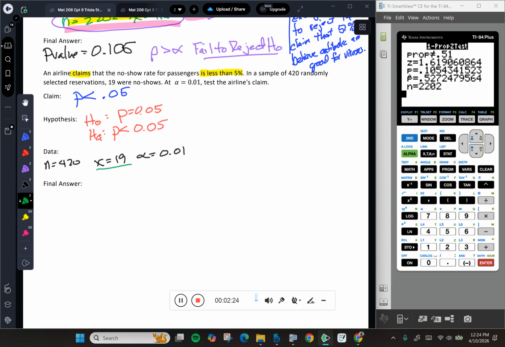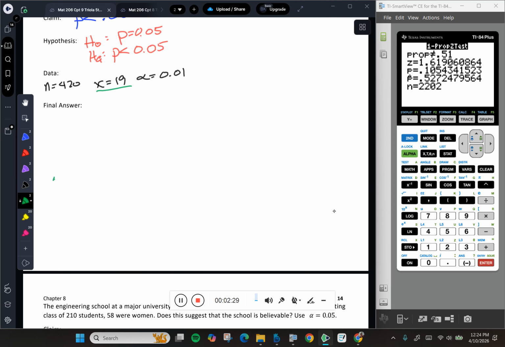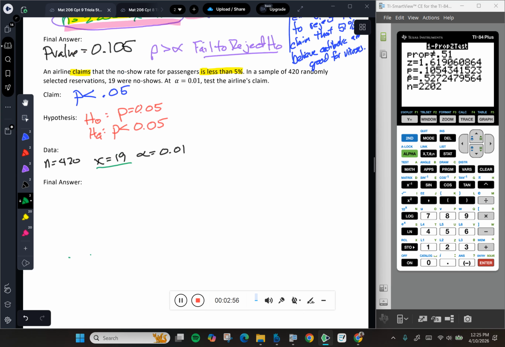This is our number of successes, and by definition, X is equal to P hat times N. So if our number of successes is 19, it's way bigger than 5. If there are 420 people and 19 of them are successes, 401 are failures, which is the other thing we're supposed to test, and definitely way bigger than 5. So we're good there.